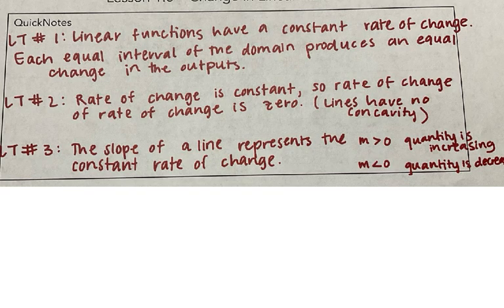So here are the notes for the lesson. Linear functions have constant rates of change. And each equal interval of the domain produces an equal change in the output. Remember that big fancy wording I wrote out on the right side? Told you this is going to be a big deal. That is the wording that they are going to use. So because the rate of change is constant, that means I have a linear graph. Rate of change is constant, linear graph. Then that means the rate of change of the rate of change is 0.